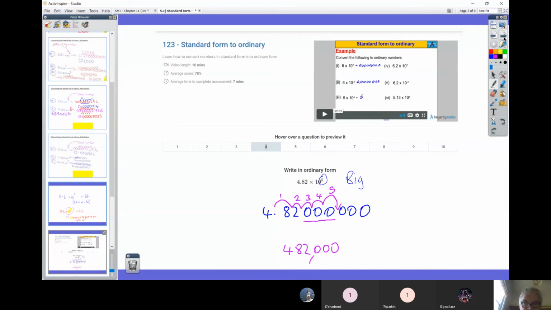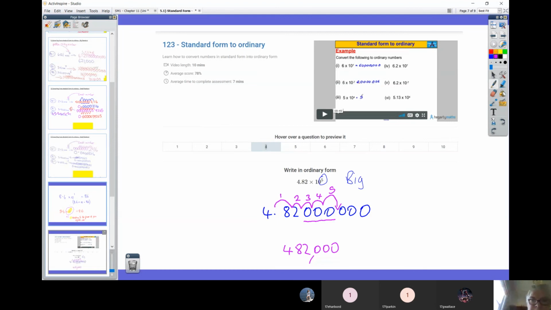So I've got 2 or 3 examples of the ones that he's done. So write in ordinary form 7.82 times 10 to the 5. That's a big number. So I went and put loads of zeros to the right hand side and I jumped 5 times, giving me the answer 782,000. All right. So some of the questions that he'll ask you to do are going to be converting to big numbers, like number 4 there.